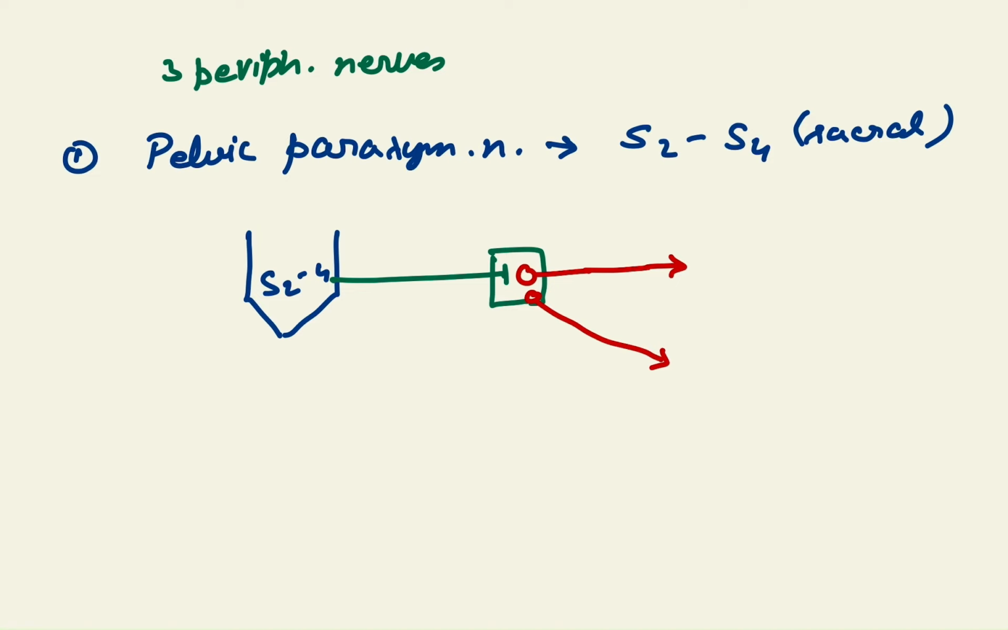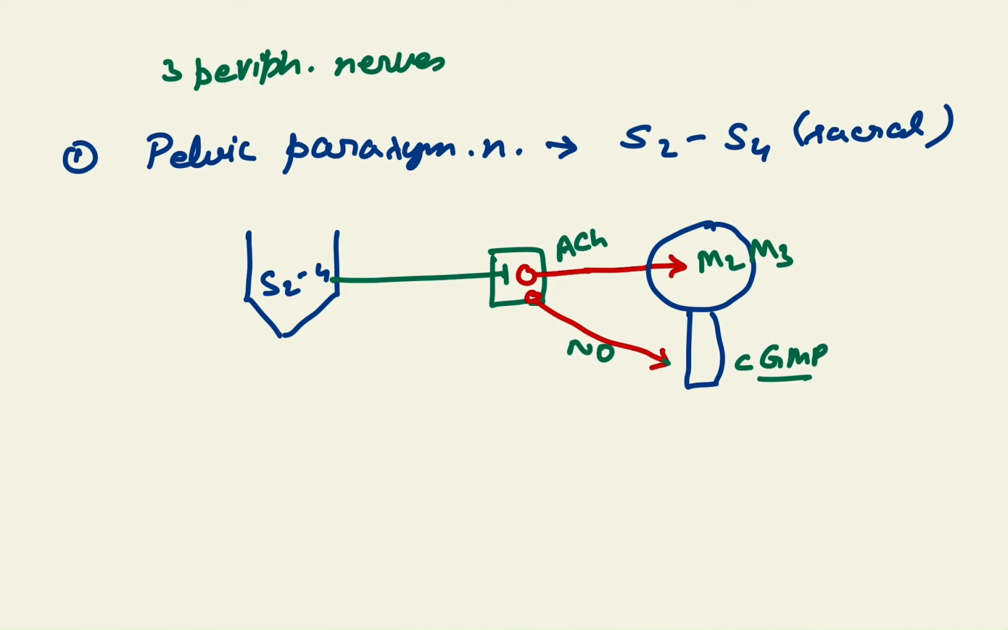Now in the urinary bladder, if we have to draw that, this is the bladder and this is the urethra. In the urinary bladder there are different receptors. In the bladder there are the muscarinic receptors M3 and M2. The neurotransmitter over here is acetylcholine, and the other supply is from nitric oxide, which supplies the urethra part, and this is mediated by cyclic GMP.